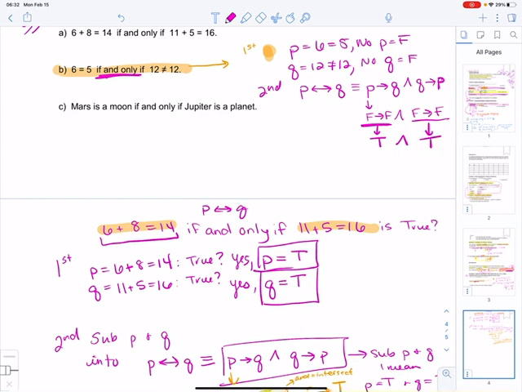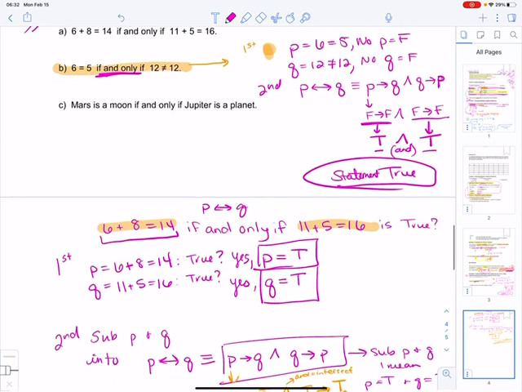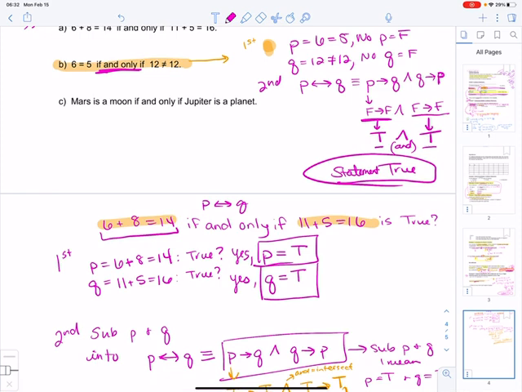So the overall, T and T, because remember this is and, is true. So this statement is true. Pretty whack, huh? Yes, these can be whack. So that's why I say don't really look at the words. Because you're like, Miss Coco, but 6 equals 5 if and only if 12 doesn't equal 12. And that doesn't make any sense because those are both false. How do we have a true statement? Well, in the world of logic, in class we'll discuss a little bit more of this, but it's really kind of funny sometimes.